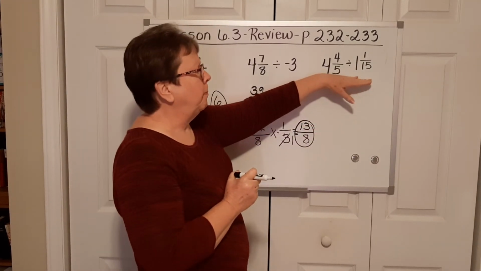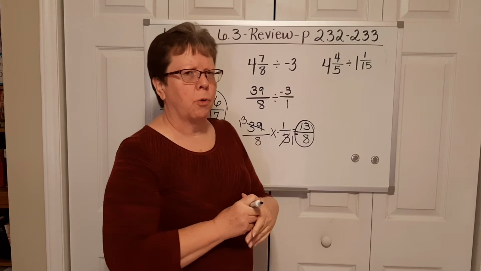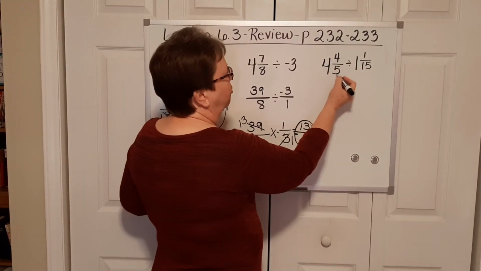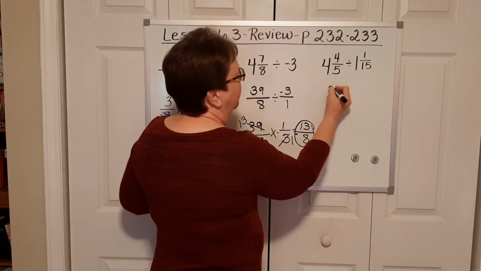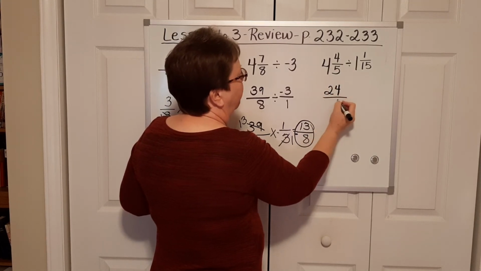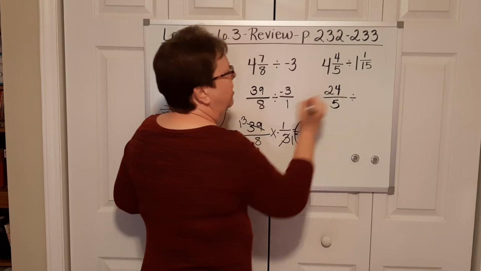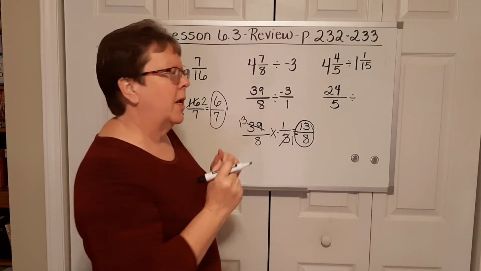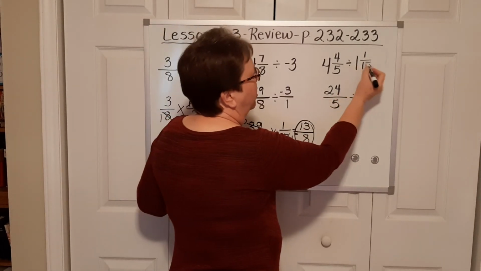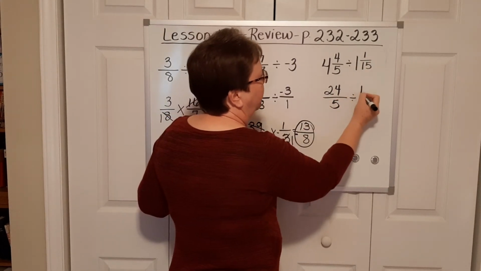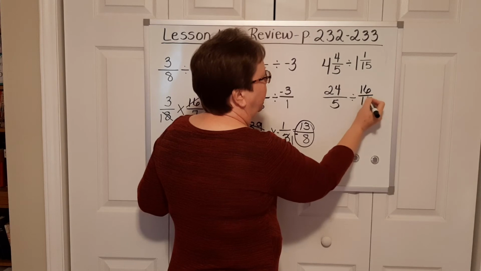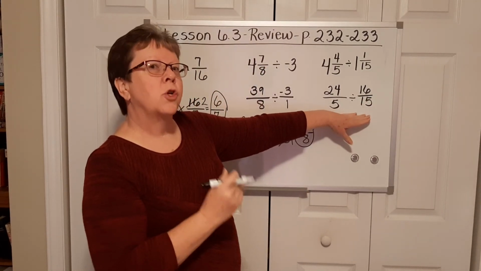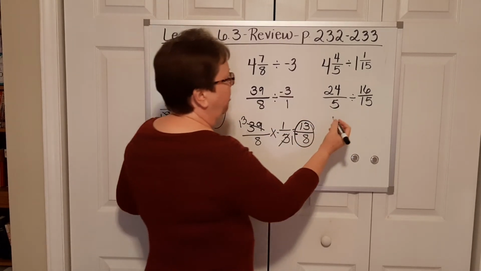Okay, here's one that has two mixed numbers that we have to make improper fractions. So 4 times 5 is 20. 20 plus 4 is 24/5. And we're keeping it a division problem until we get both numbers in improper fractions. Okay, 1 times 15 is 15, plus 1 is 16/15. Okay, now we've got both of those in fraction form, so now we can change it to multiplication.